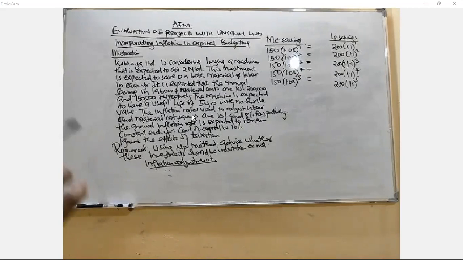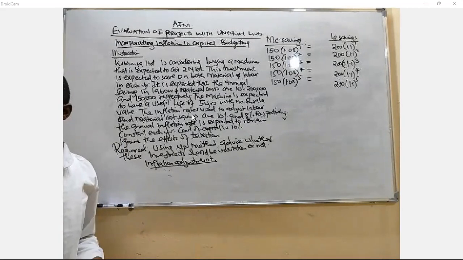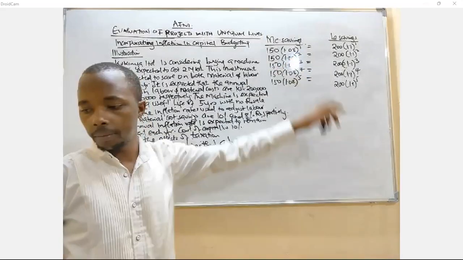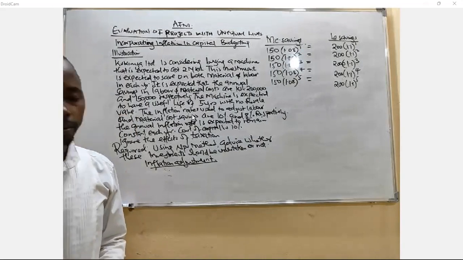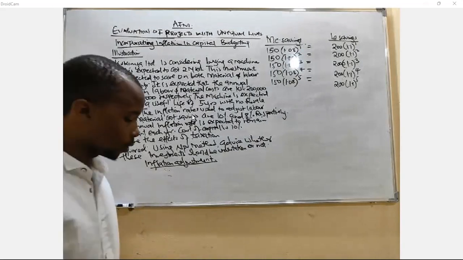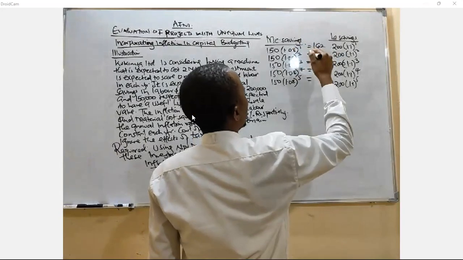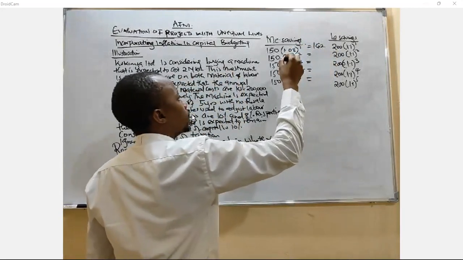Sorry, I want to start with the material cost savings. How much is this? 162. The first one is 162, then 174.96.